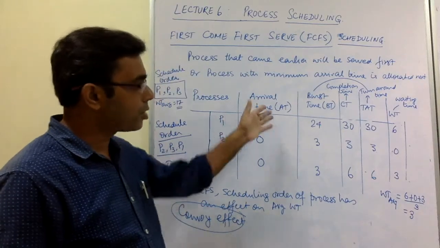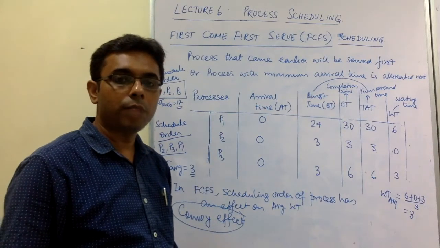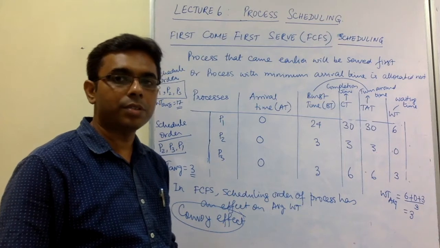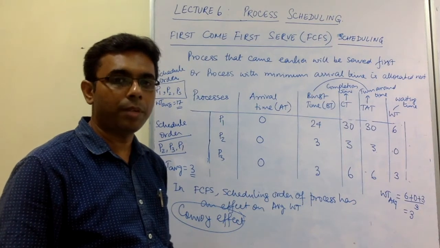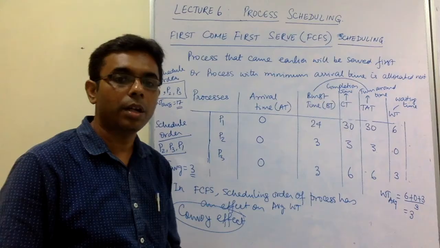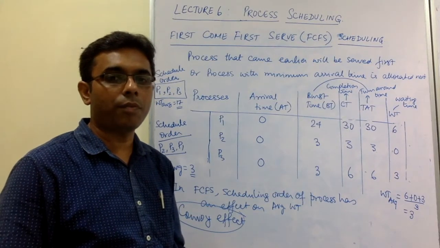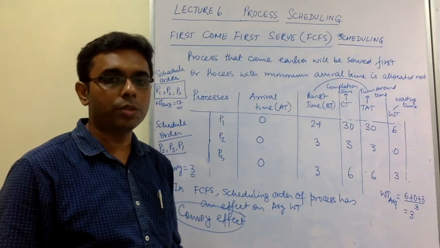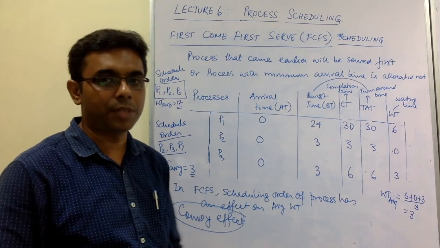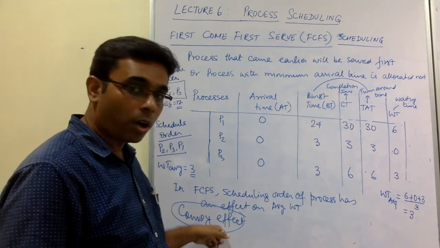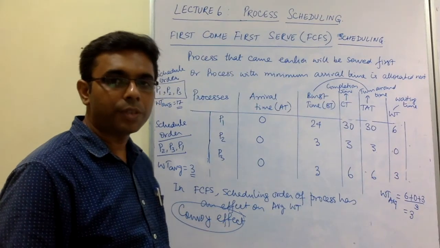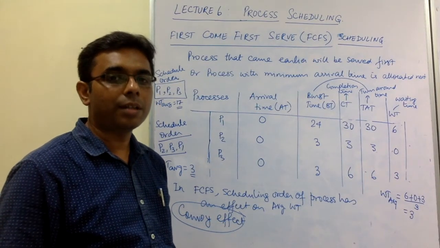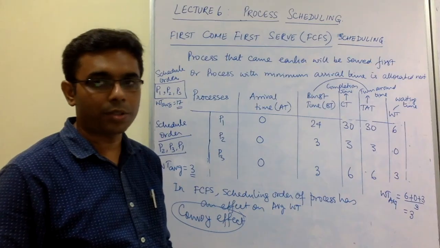However, there's an advantage to this algorithm as well. The advantage is that it's a very simple algorithm to implement. You just saw that it's nothing but a simple implementation of a queue. So all that is required is a queue to implement this FCFS. But this convoy effect present in the FCFS algorithm is a major drawback for this kind of scheduling technique.